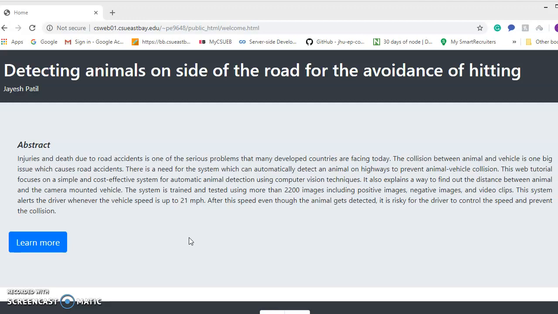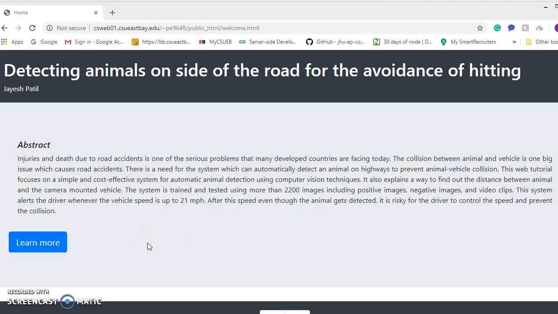Welcome to this web tutorial, and the topic is detecting animals on the side of the road for avoidance of hitting. The basic objective is to avoid collision between animals and vehicles on the road. So this is the abstract.